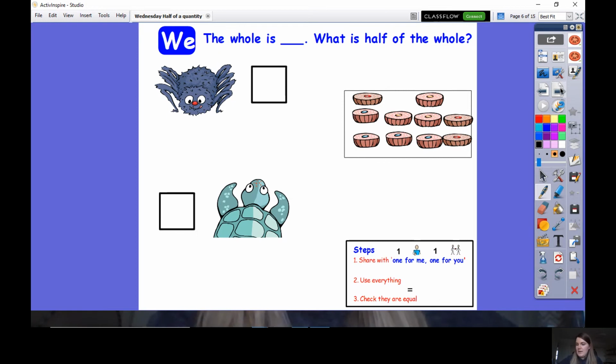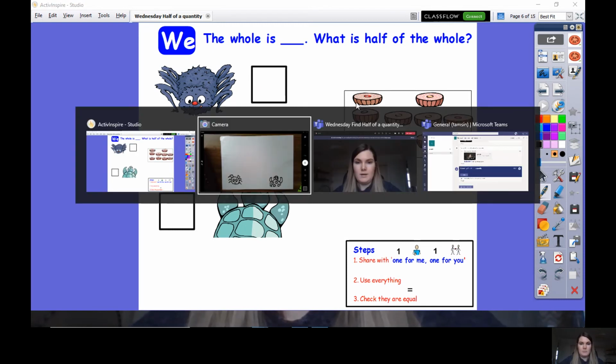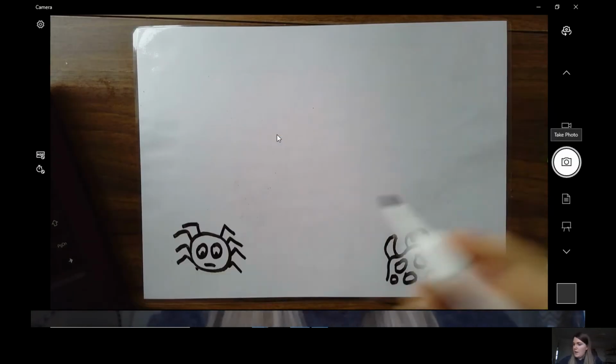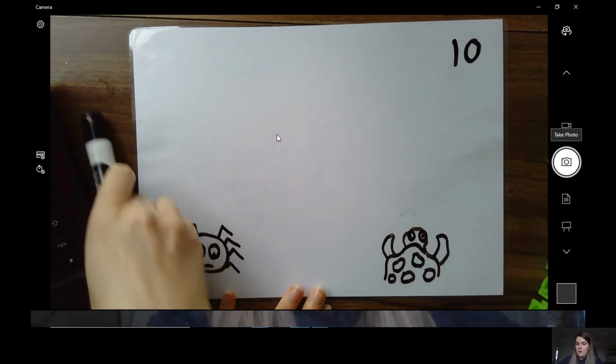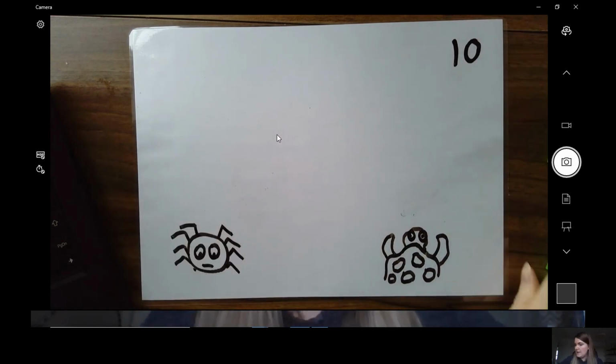First thing I have to do is count my number and then write it down. So let's count how many cookies we're sharing. 1, 2, 3, 4, 5, 6, 7, 8, 9, 10. Okay, so I'm going to write my number down. So my number is 10. That is my whole number, which means I need to get 10 cookies.